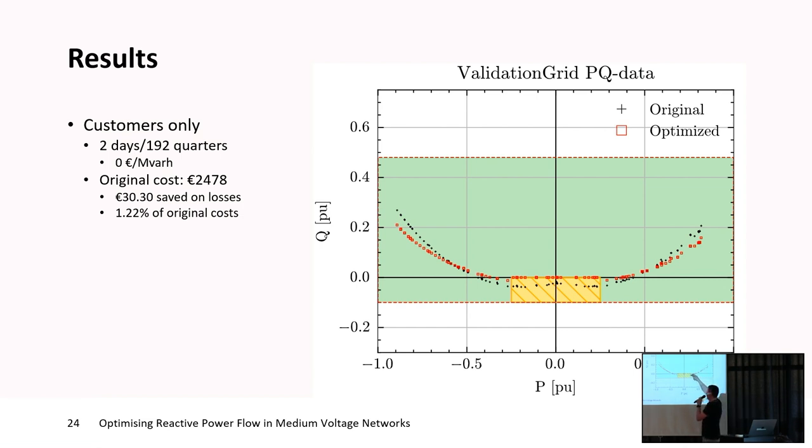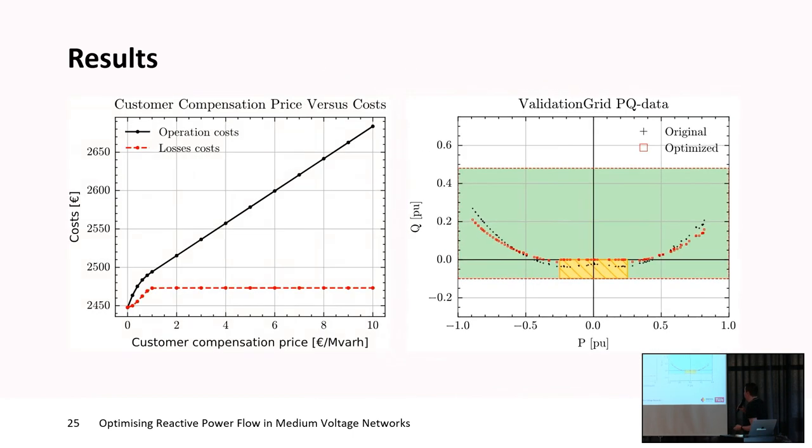both consume reactive power and produce reactive power. So the voltage in the grid gets higher when they produce reactive power and thus rise the voltage, and thus network losses are reduced and thus costs are decreased. I will skip this one.